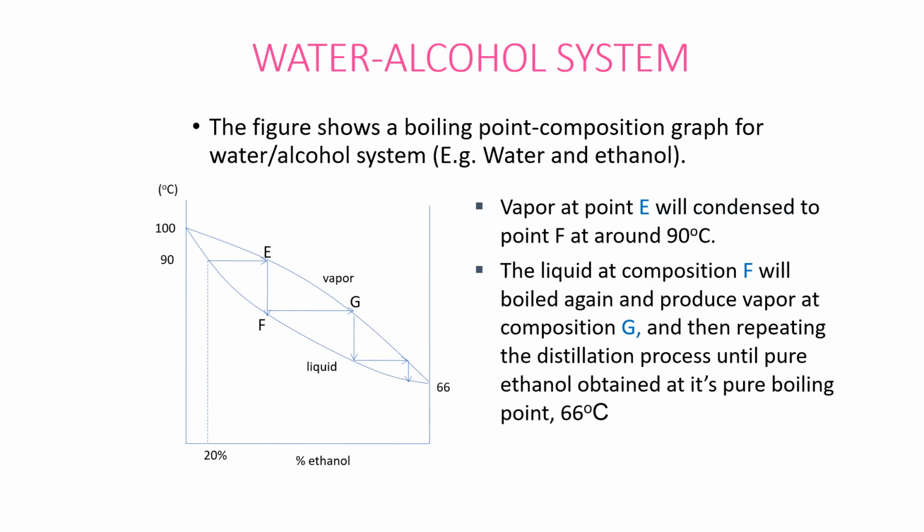We can see the boiling point composition diagram, where the boiling point of water is 100 degrees C. When we boil the mixture of water and ethanol at 20% here, we are going to see the boiling process at 90 degrees C, and the liquid turns into vapor at this point. We can collect the mixture when it undergoes condensation at this point, and then we boil the mixture again, repeating the process until we get pure ethanol at 66 degrees C.